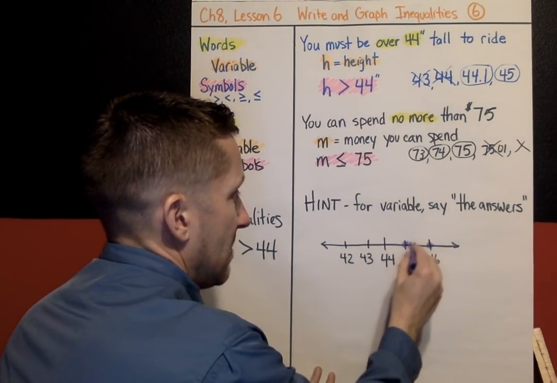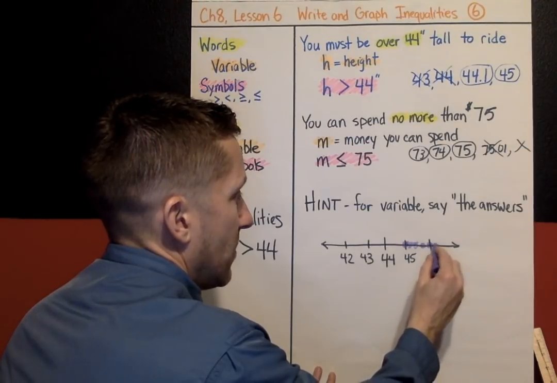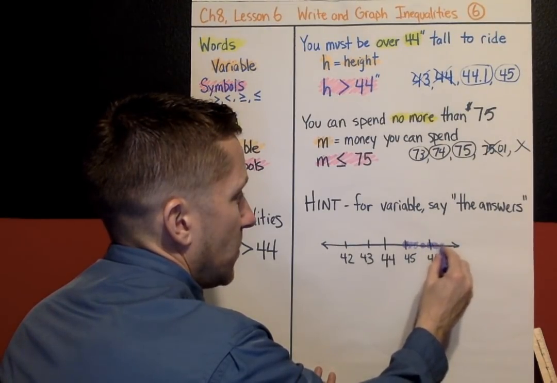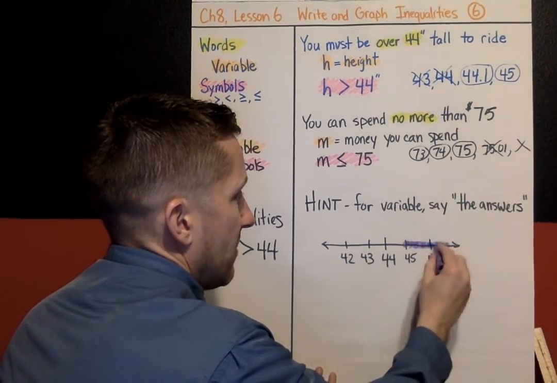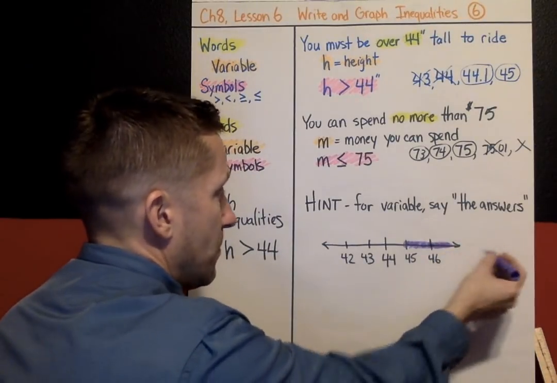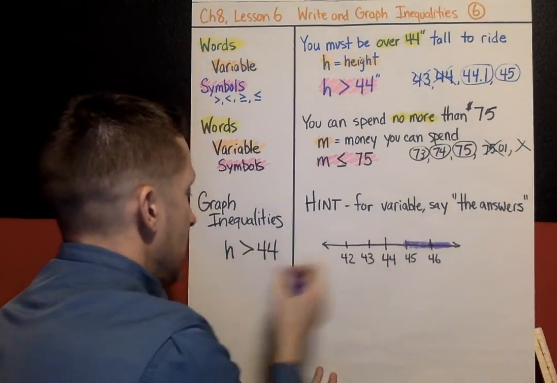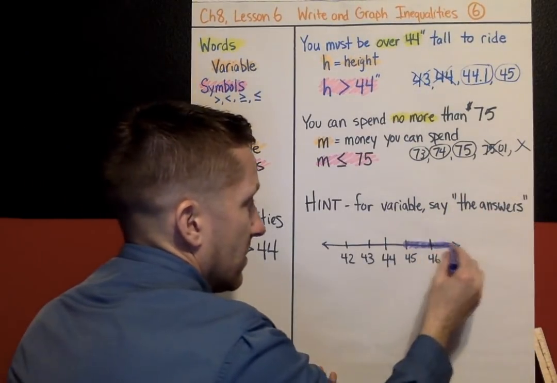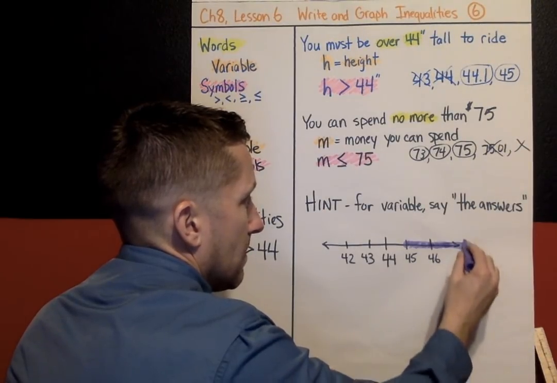So I'd be filling in all. What about 45 and a half? It works. What about 45 and 3/4? What about 46.2? 46.3? All these are going to get filled in. Everything that way, because it's bigger. Anything I put in here that's this way is going to be more than 44, and it's going to work. So it's going to keep going this way.